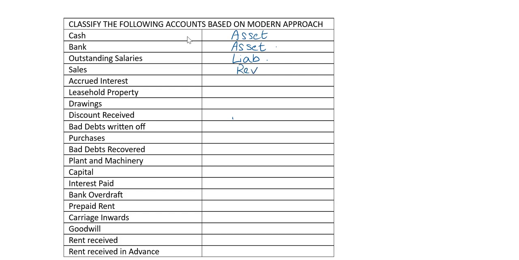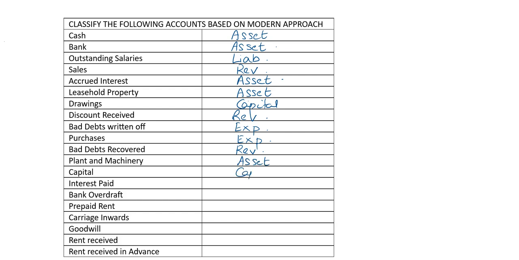Sales revenue. Accrued interest, asset account. Leasehold property, asset account. Drawings, capital account. Discount received, revenue account. Bad debts written off, expense account. Purchases, expense account. Bad debts recovered, revenue. Plant and machinery, asset account.